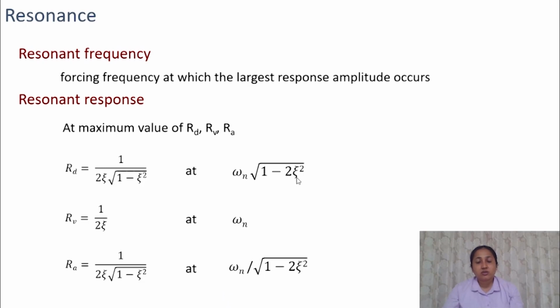When the damping ratio is very small, the values under the square root will become equal to 1. So in that case, the resonant frequency would be equal to omega n. That is when the damping is very small. And when the damping is very small, Rd, Rv and Ra, all of them will be equal to 1 by 2 zeta, because this zeta square term will vanish when zeta is very small.